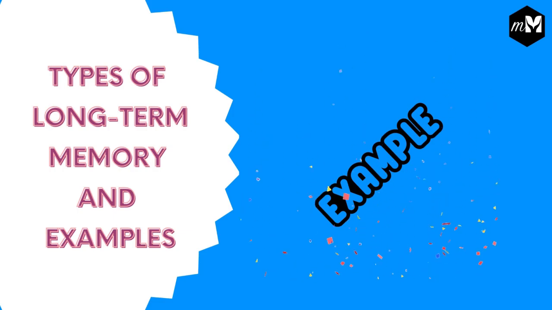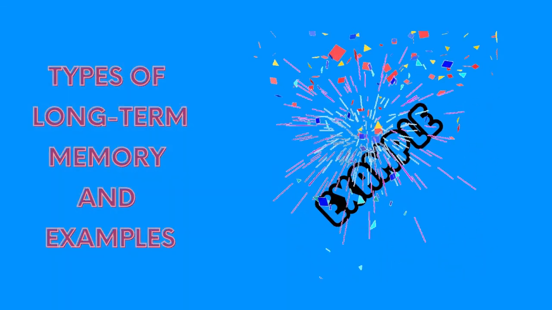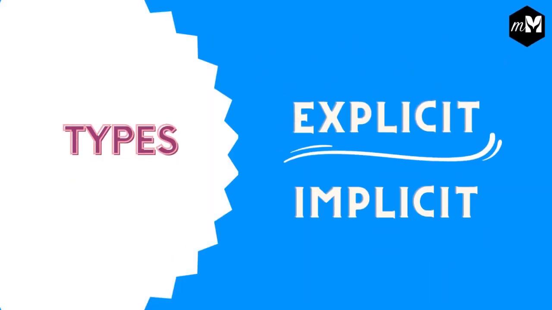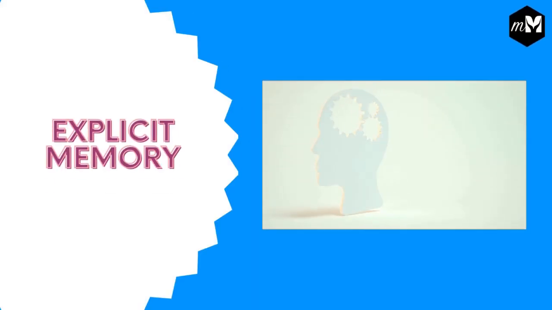Today, let us discuss the types of long-term memory and its examples. Now that we have gone through working memory and the examples, we will go through the types of long-term memory. Long-term memory is broadly divided into explicit and implicit memory. Explicit memory refers to our conscious, intentional recall of information or experiences.